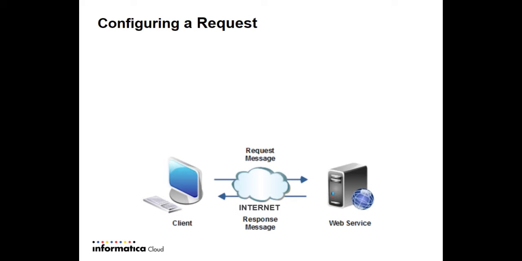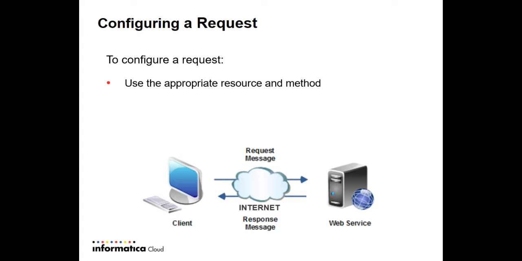A request is a message from a client to the server to perform a certain task. A request consists of a request header and a request body. To configure a request, you use an appropriate resource provided by the Informatica Cloud REST API and an HTTP method such as GET, POST, PUT, or DELETE. You would also need to use any applicable attributes as well.